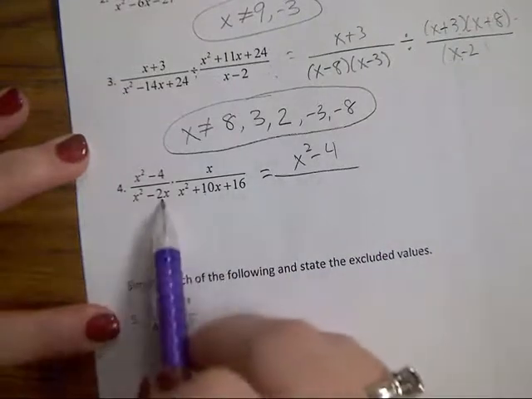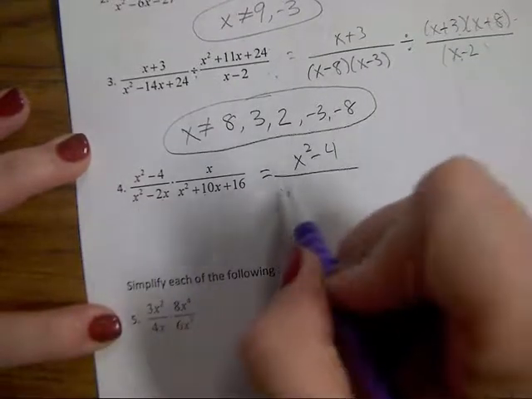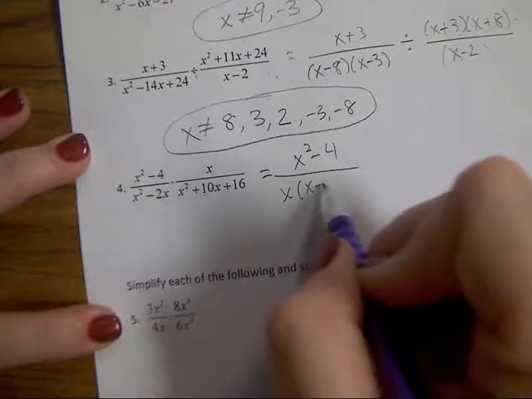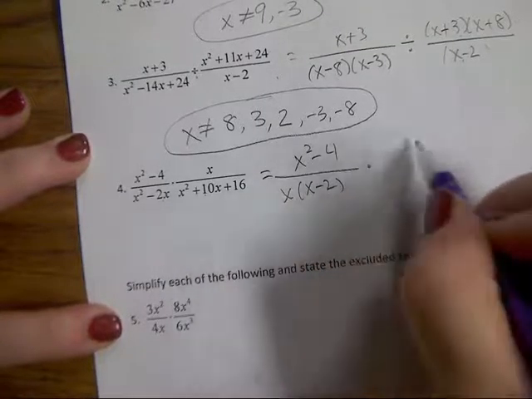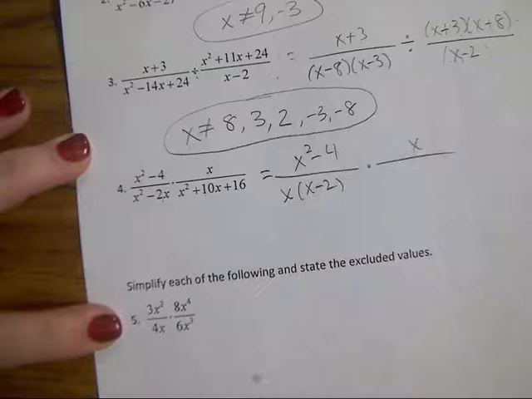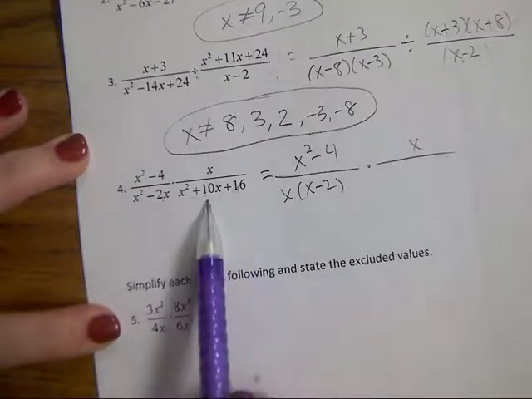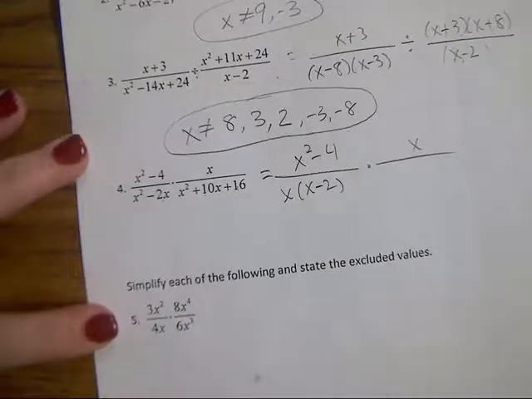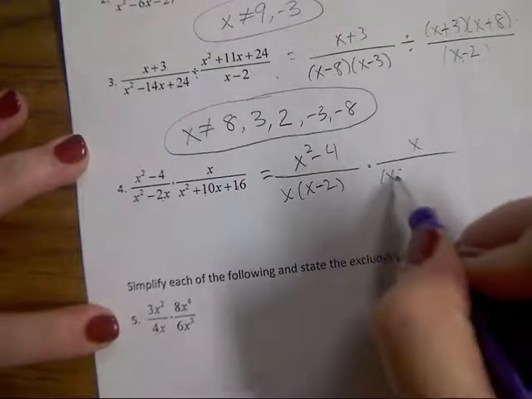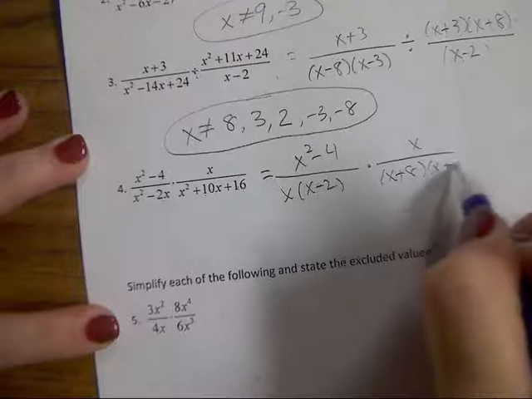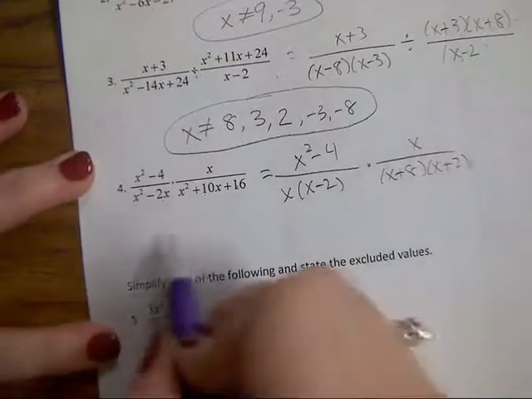Our denominator, though, right here, I see I can take an x out of both. I'm left with x minus 2. My other side, multiplies to give me 16, adds to give me 10. That is going to be 8 and 2. So we have x plus 8 and x plus 2.